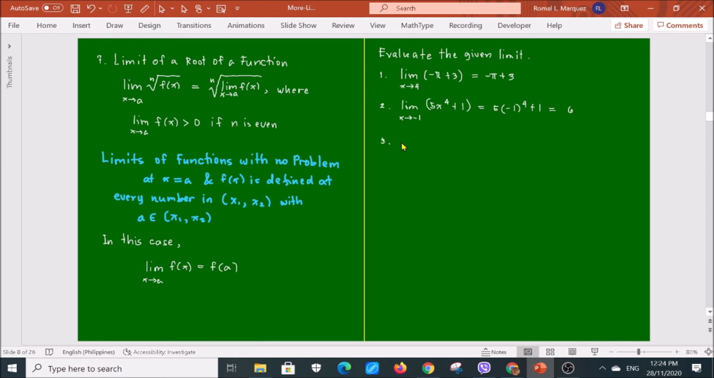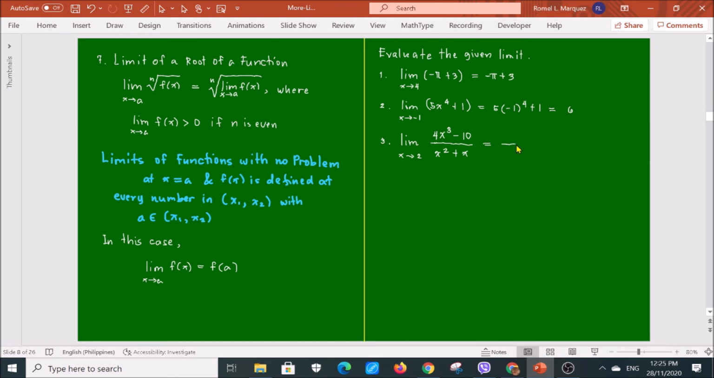Number 3. Of course, this is not exciting, no? Because it's just like evaluating a function value. So, 4x cubed plus, minus, hindi ko masulat yung trinomial, minus 10 all over x squared plus x.